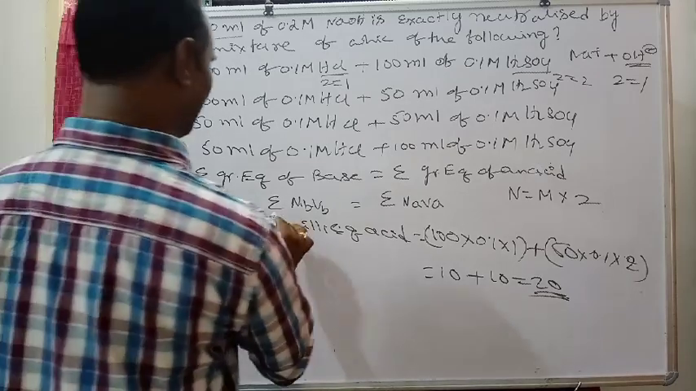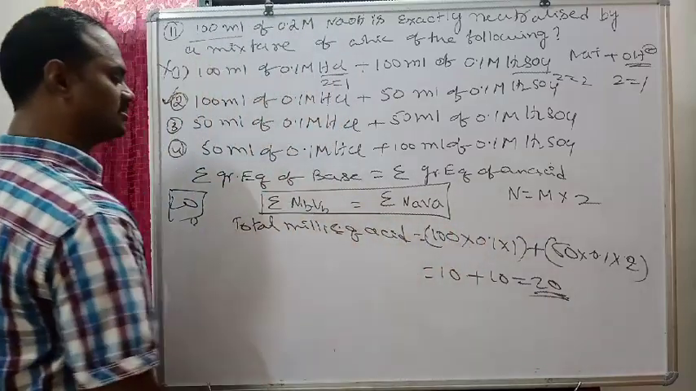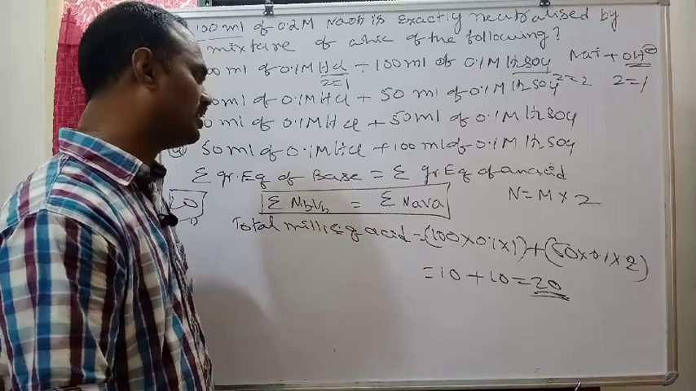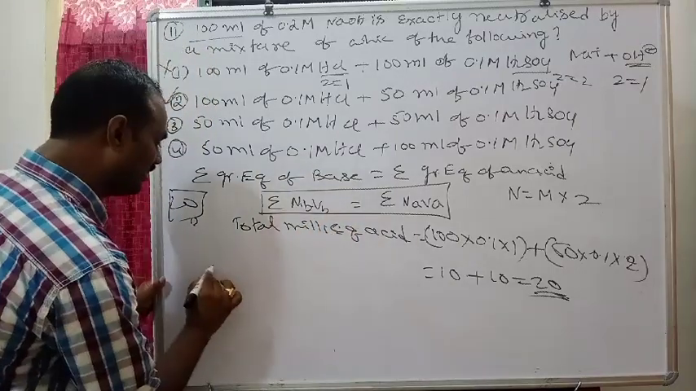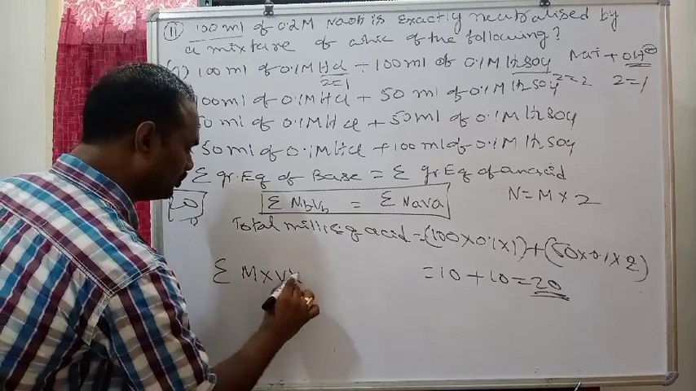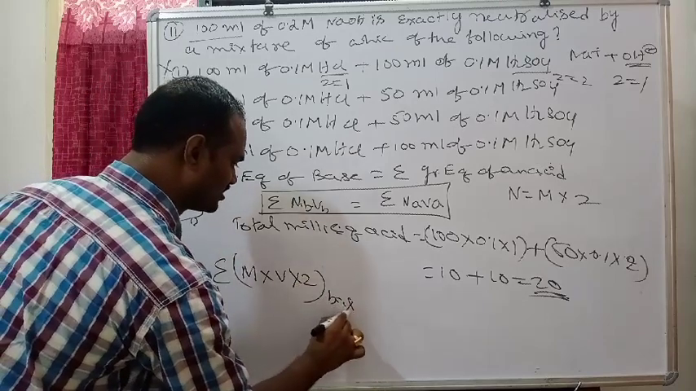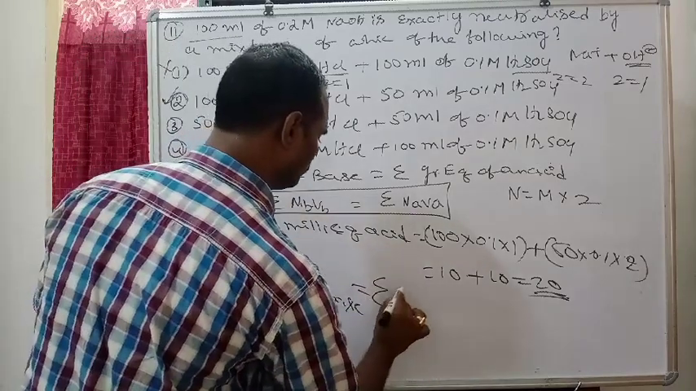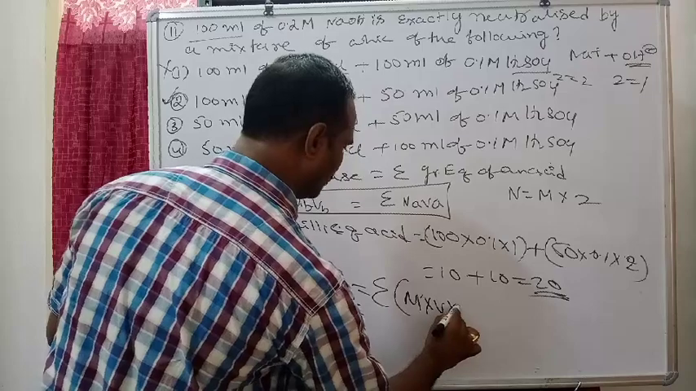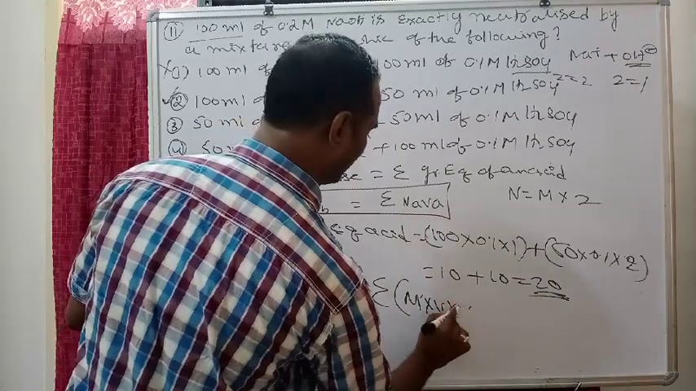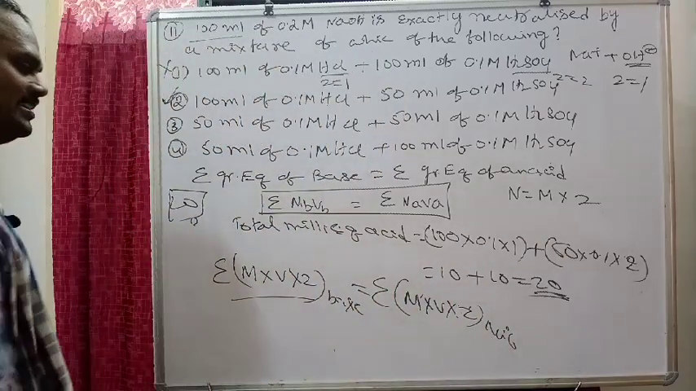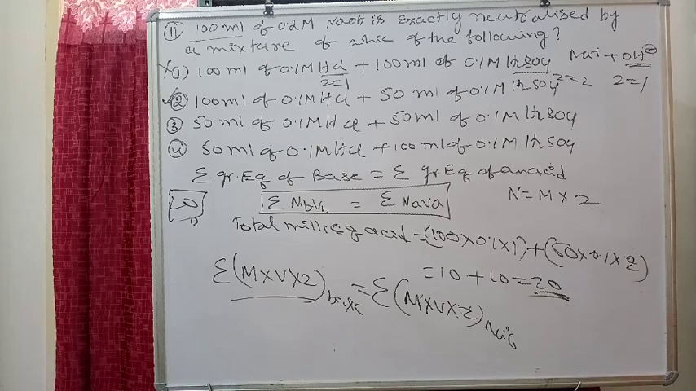Is it clear? Sir, you remember this is the formula. Total milli equivalents of base must be equal to total milli equivalents of acid. Suppose normality is not given, then what? If molarity is given, molarity into volume into valency factor of base is equal to molarity into volume into valency factor Z of acid. This value should be equal to this one. Then in that case only the solution becomes neutralized.